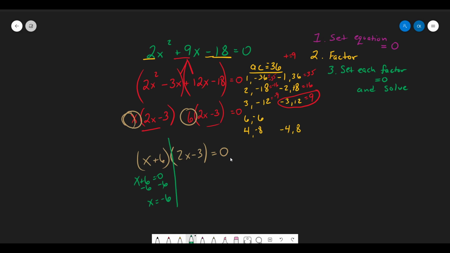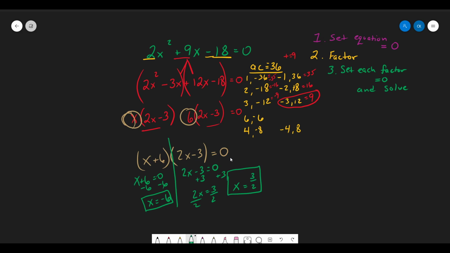I'm going to do the same thing for the second factor, 2x minus 3. Set that equal to 0, and solve. So I'm going to get 2x equals 3, divide by 2, and I should get x equals 3 halves. And again, I get two answers here.